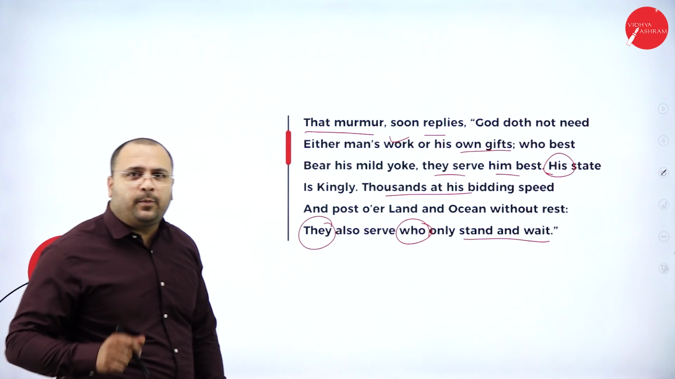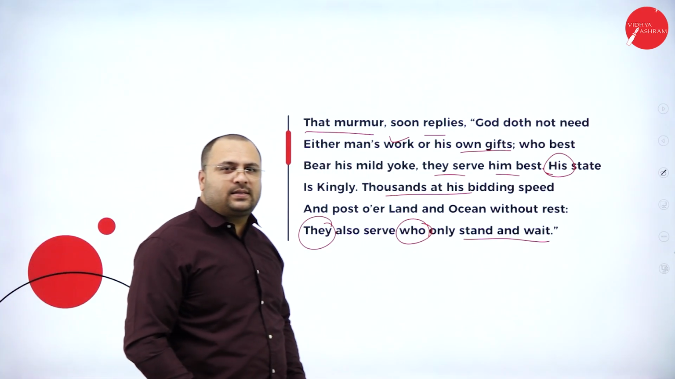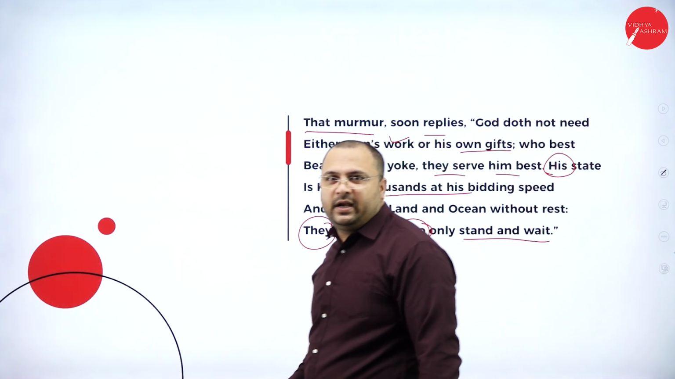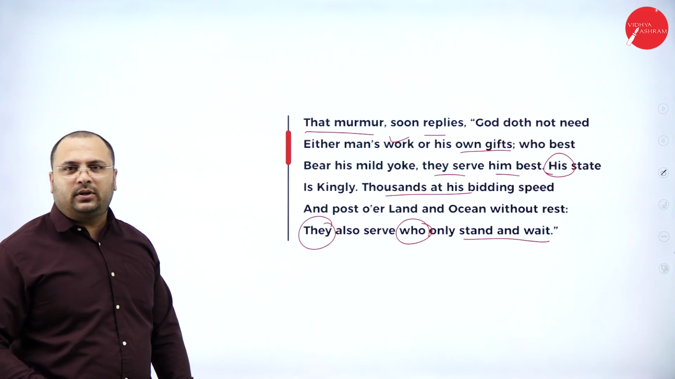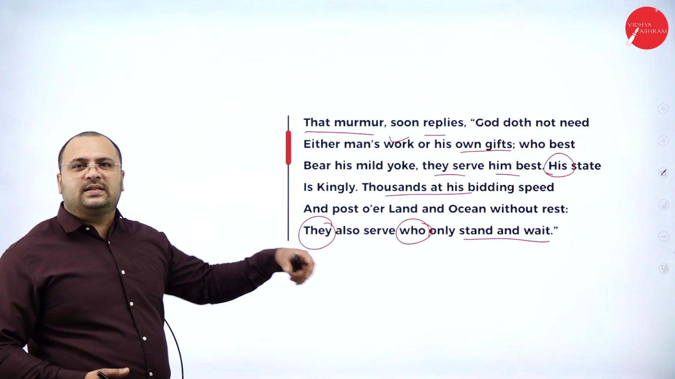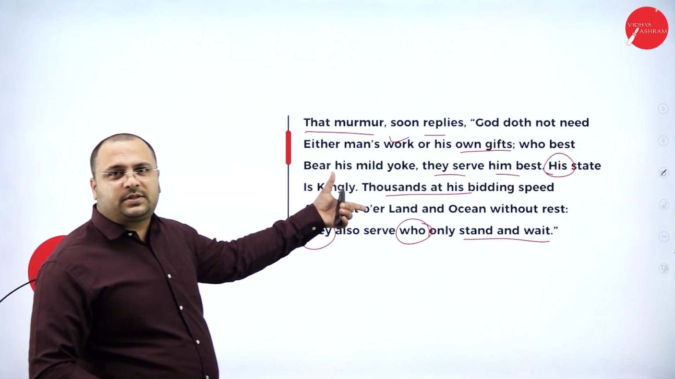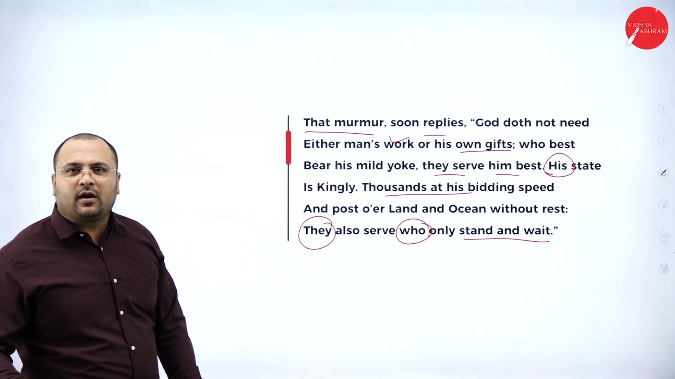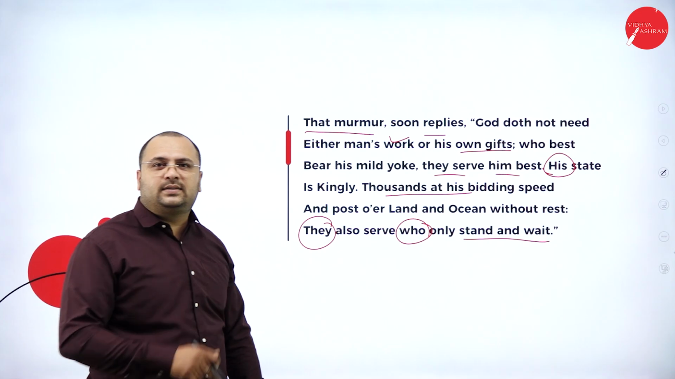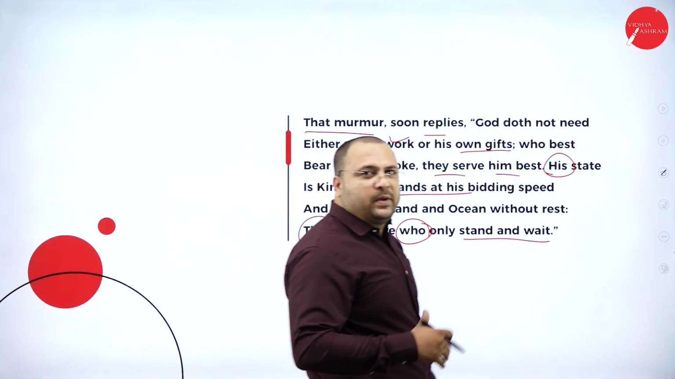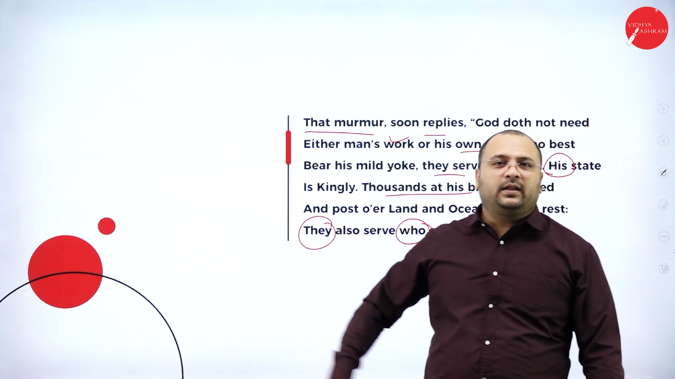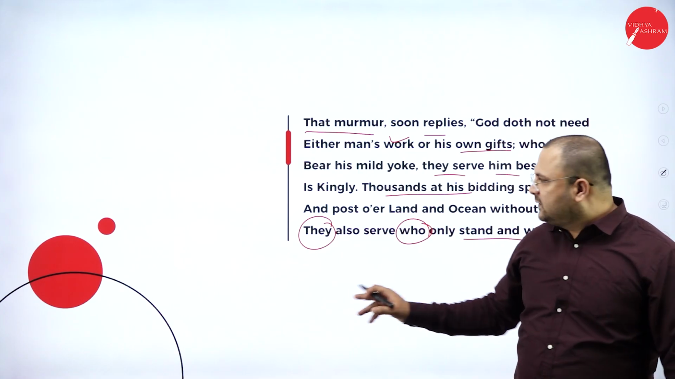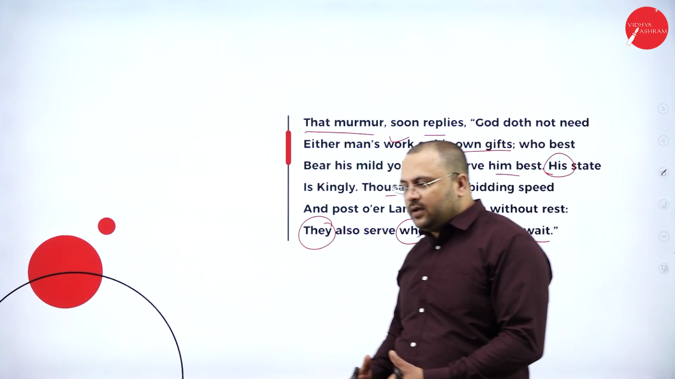The stand and wait is very important. What is the stand and wait? Stand and wait is patience. So here he is talking about this patience. At this point of time, the poet was blind. He was really confused. He was really troubled. Therefore, he asked God. And to answer his doubts, patience replies to his questions. And finally he says, dear poet, you need not worry about anything. God does not need your hard work or your talents, which are his own gifts. But God has many servants. His state is kingly. Many thousands are serving at his bidding, and they will also do good to you if you have patience. That is the meaning of the sonnet.